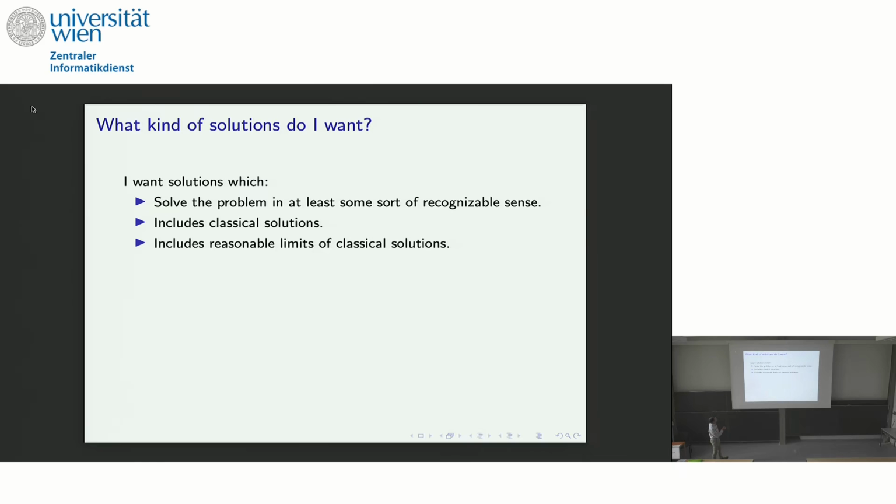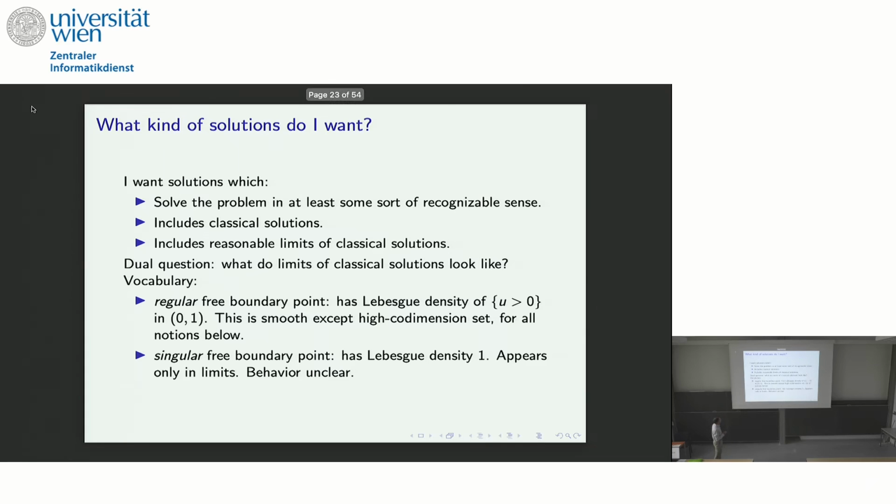Okay. As I said, I want to have solutions which solve the problem in some sense, in a recognizable way. I want them to include all classical solutions, and I want them to be closed under limits. So you can think of this in a different way: what do limits of classical solutions look like? Can you characterize limits of classical solutions?